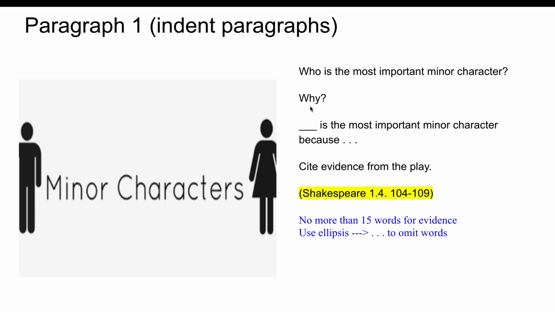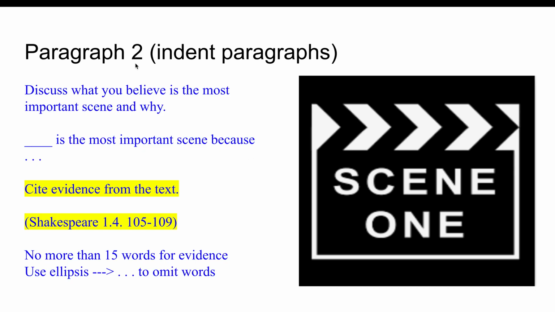Okay, here's a way you can structure. Blank is the most important minor character because, and then you answer the question. Cite evidence from Act 1 only, to defend your position. And every time you cite evidence, this is how you let Ms. Hightower and Ms. Melendez know where you retrieved the work. Author's name, act, scene, line numbers. Remember, use no more than 15 words for your evidence. You may use the ellipsis to omit words.